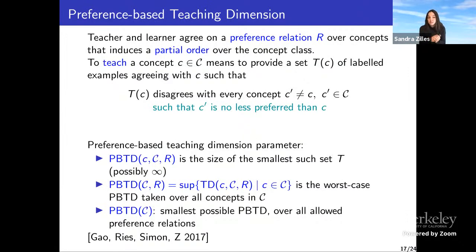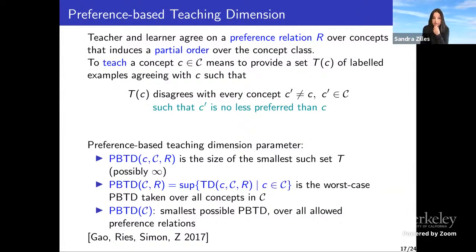And again, we can define a preference-based teaching dimension parameter: the size of the smallest teaching set for a concept under a given relation. That would be the preference-based teaching dimension for that concept. For the concept class, again, it's the worst case. And now I can define the preference-based teaching dimension of the concept class to be the smallest possible value that I would get over all allowed preference relations.